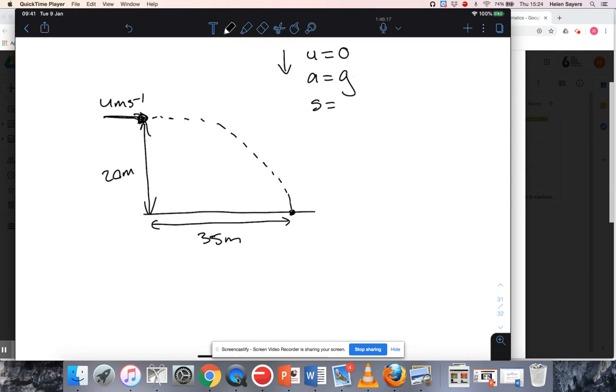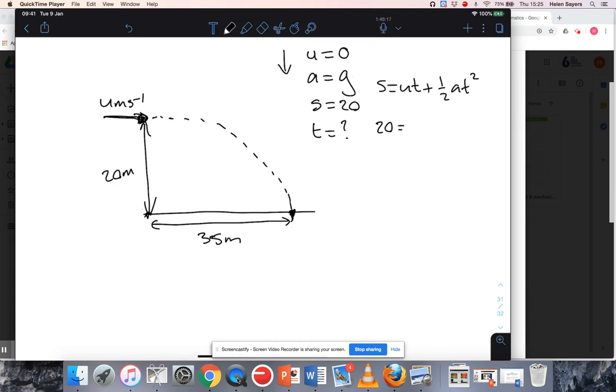The displacement, it goes vertically 20 meters. And again, if I'm taking down as positive, that's 20 meters down. And I'm going to figure out how long it took to do that. Because if I can figure out how long it took to drop 20 meters vertically, I can then figure out what speed it would have to be going at so that it traveled 35 meters horizontally in that same time. So I'm going to use s = ut + ½at².